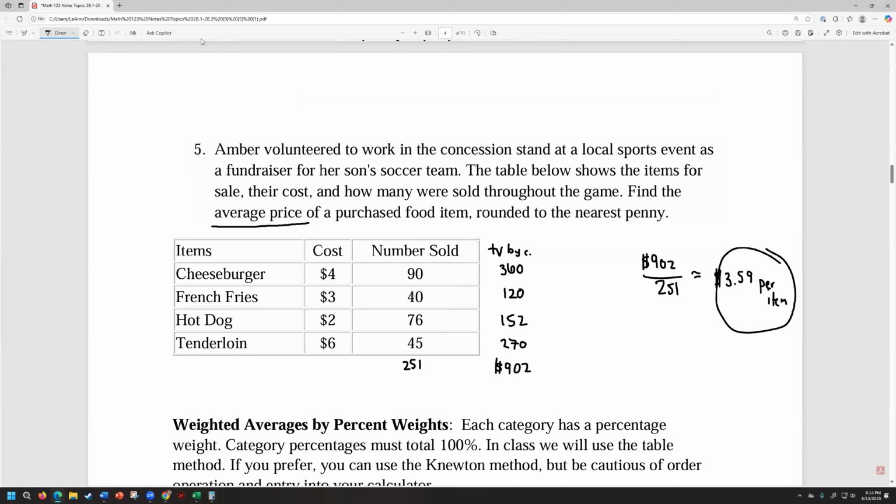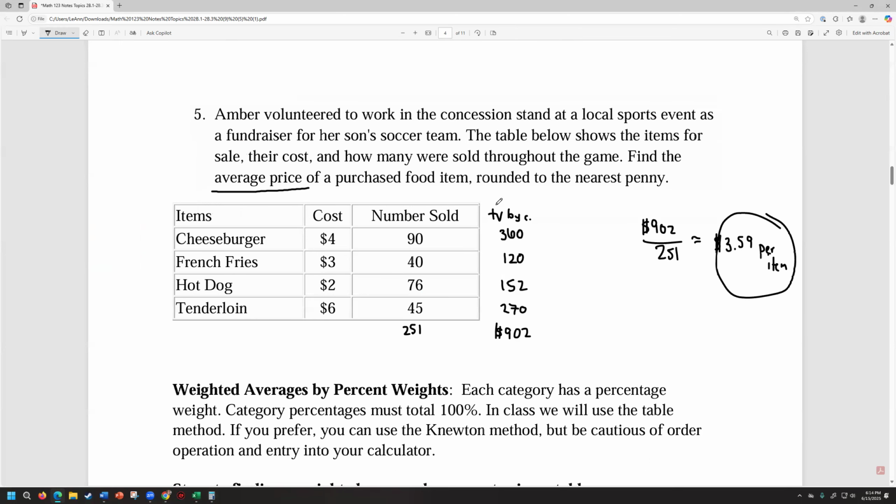Okay. And again, in Newton, remember, you may not be asked to put in the per item or the dollar symbol. Just look at how they want you to answer it in the directions. They may just have you put the numerical part. Okay, so that's by counts.